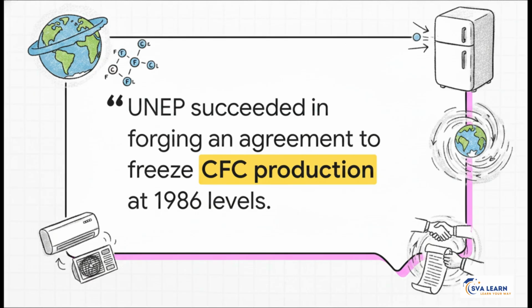But here is a massive success story for global cooperation. In 1987, the United Nations Environment Program, UNEP, forged an international agreement to legally freeze CFC production at 1986 levels. It became mandatory to manufacture CFC-free appliances worldwide. It just goes to show that when humanity actually acts together, we can halt catastrophic environmental damage.